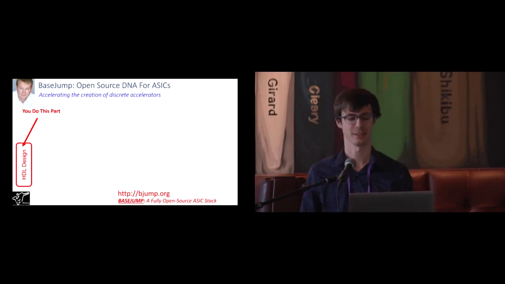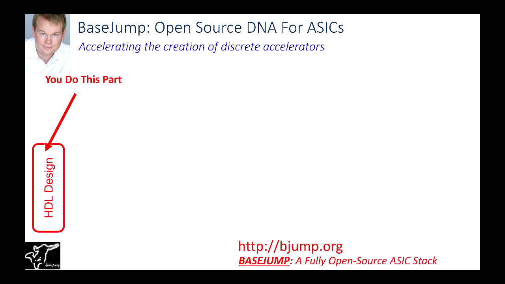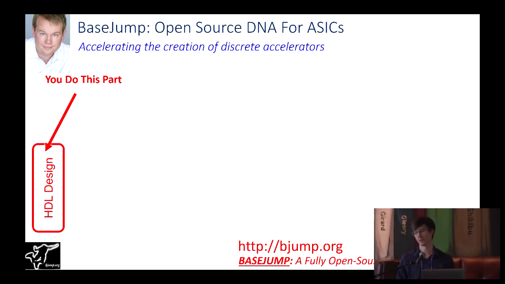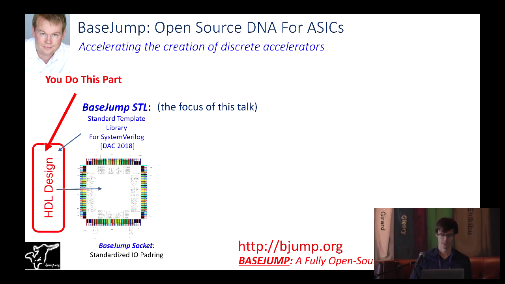So BaseJump is this open source DNA for ASICs that we've designed in our group, and we've been using as a research platform and as just a way to tape out chips very fast and very agilely. So you start off with your HDL design. This is what everyone's familiar with. This is your Verilog, your Chisel, what have you. We use BaseJump STL as this foundational template for how to design chips. This includes all of our plumbing, all of our primitives that usually get redesigned in group to group.